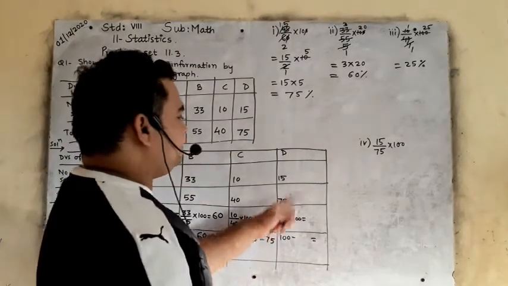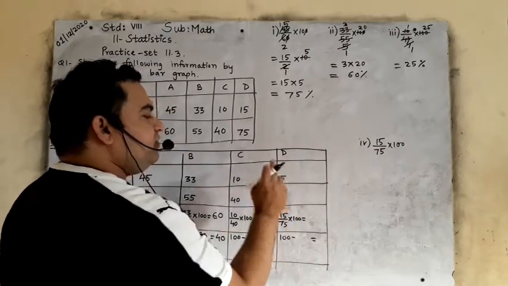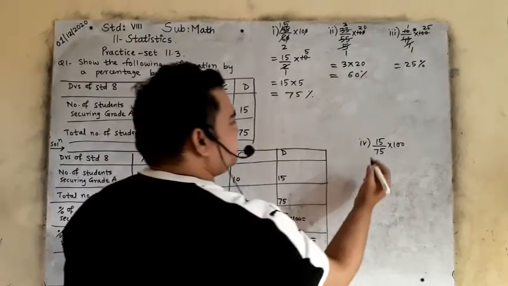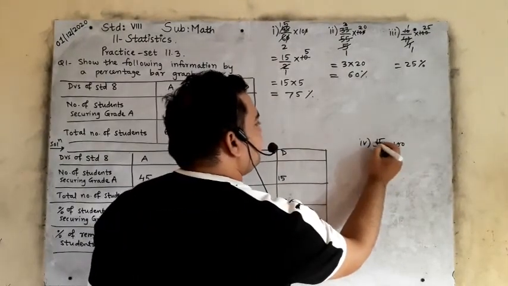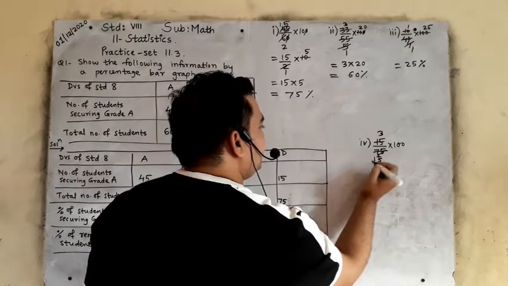Now the D division. Out of 75, only 15 students have secured an A grade. So you will find the percentage. I will divide it by 5. 5 3s are 15. 5 1s are 5. 2 remain. 5 5s are 25.